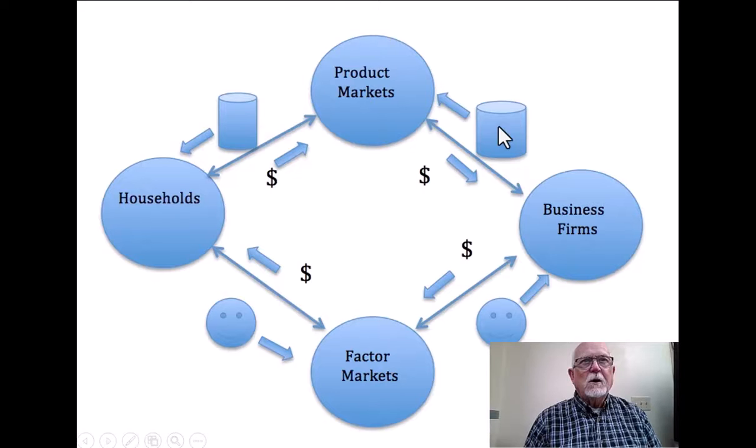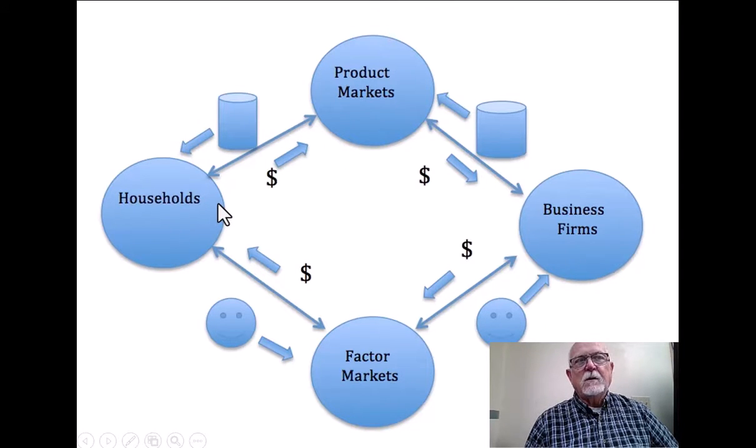What we're seeing here is two markets, the product market and the factor market, and two different entities, households and business firms. Product markets are where businesses bring their products. Obviously, it would actually be goods and services. Sometimes you'll see this called the goods market as well. That's represented by the cylindrical shape here, and they're bringing their goods and services. We're assuming this is in a market oriented economy.